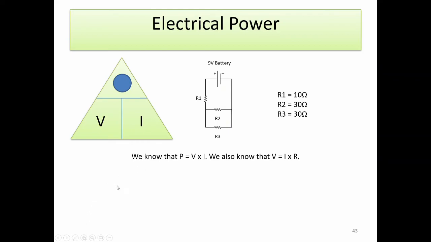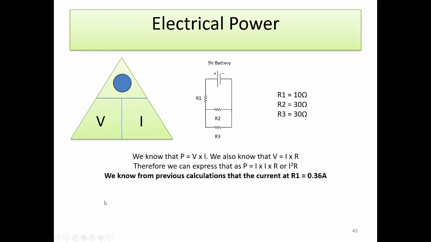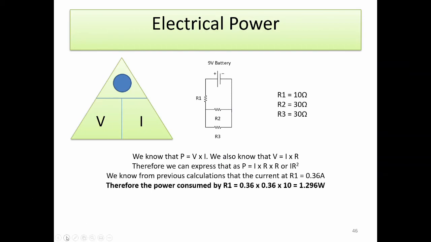We also know that P equals VI. We also know that V equals IR. So we can also express power as I times R, or I squared R. We know from previous calculations that the current at R1 is 0.36 amps. Therefore, the power consumed by R1 is 0.36 times 0.36 times 10, which equals 1.296 watts.